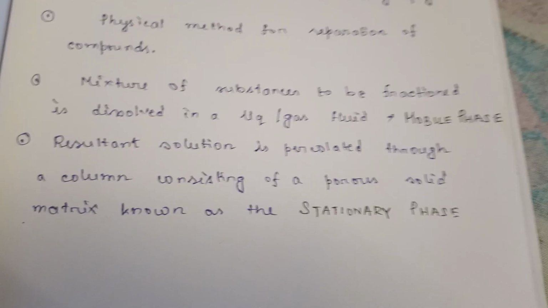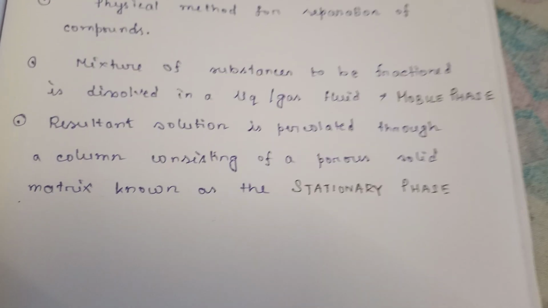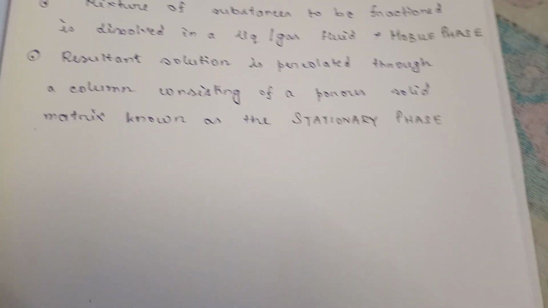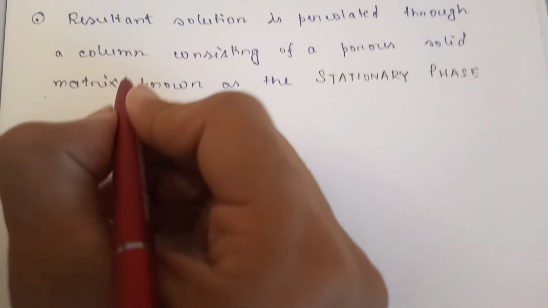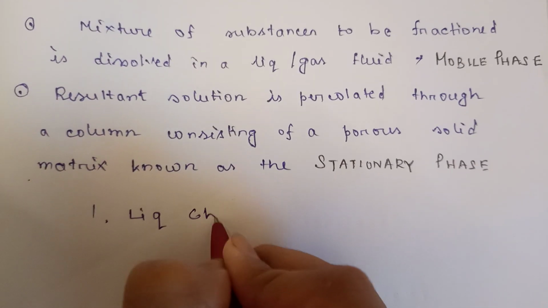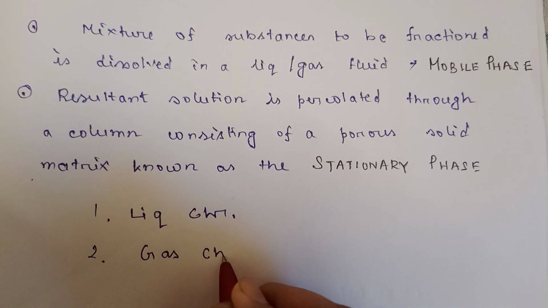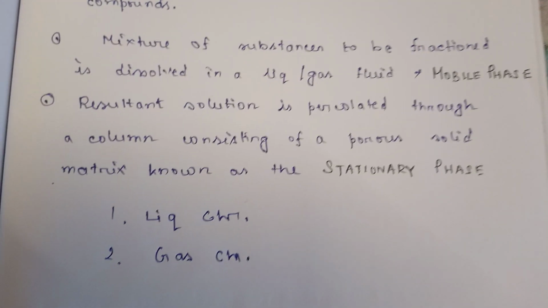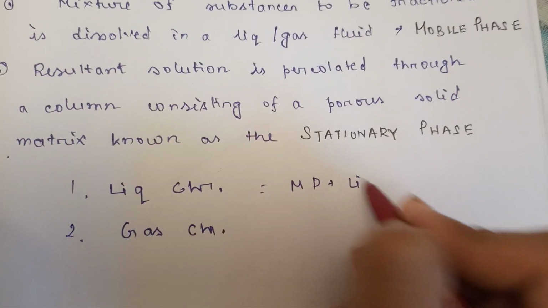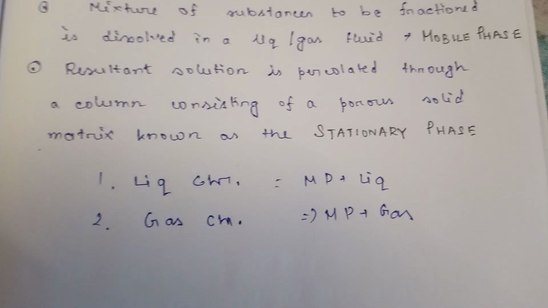So we'll look at this going forward. Now on the basis of the mobile phase that will be migrated through the column or any plane, it can be divided as liquid chromatography or gas chromatography. So in liquid chromatography the mobile phase will be liquid, and here the mobile phase will be gas.